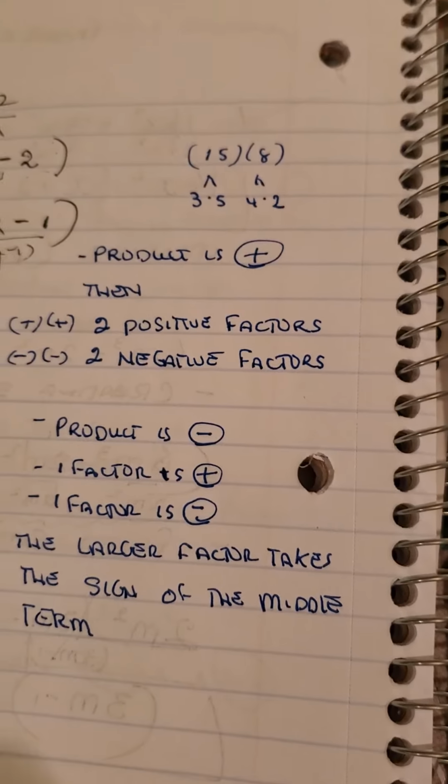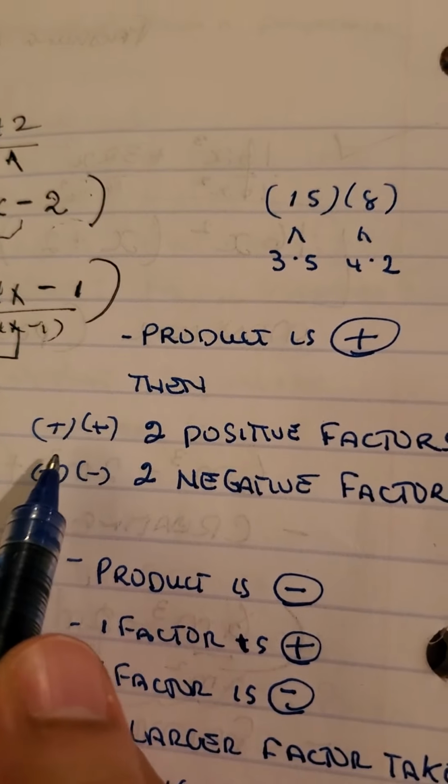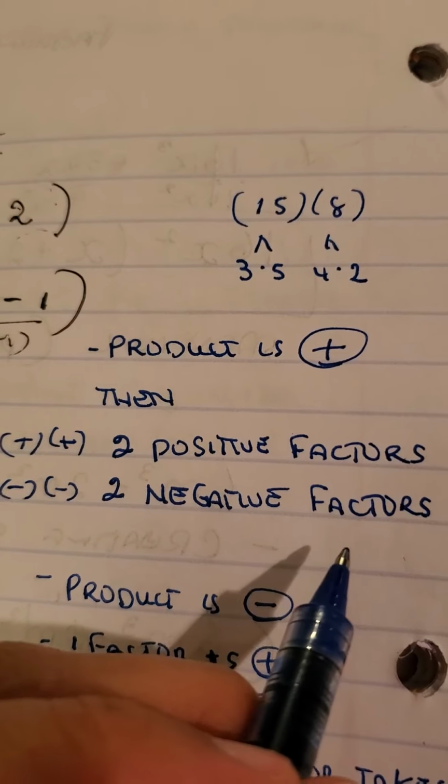Now, how would you know the difference? How would you know if you're going to use two positives or two negatives?